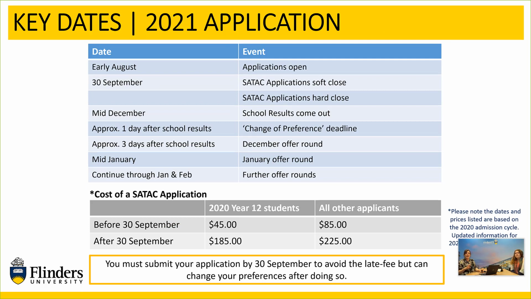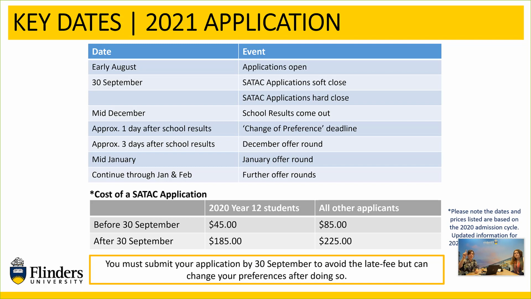If you're looking at studying in 2021, we have slightly different dates. Applications for 2021 will open in August. Just watch our website or the SATEC website for that exact date. And then you have up until the 30th of September to make your application. That's kind of like the fee deadline. You can still submit an application after the 30th of September, but you will incur a late fee.